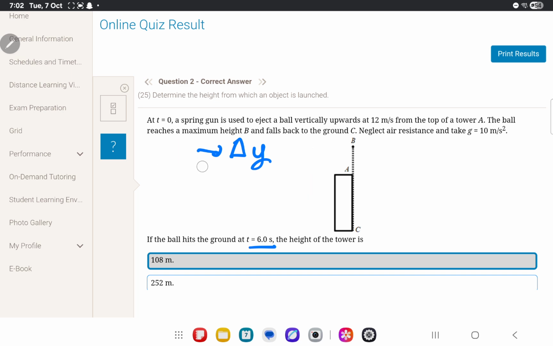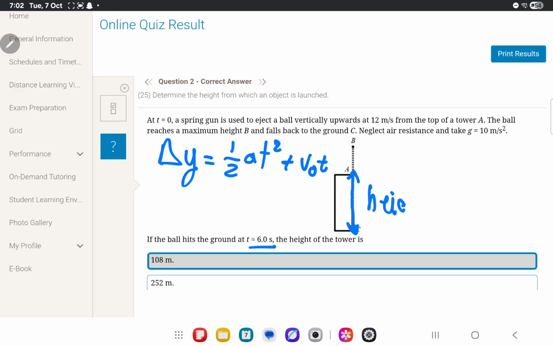Okay, so in our case here, we're going to take the equation delta y equals half a t squared plus v0 t. Why delta y? It's because delta y is initially point A to point C. This is the change, the displacement in y. And if you notice, from A to C, what is it? It's the height of the tower.